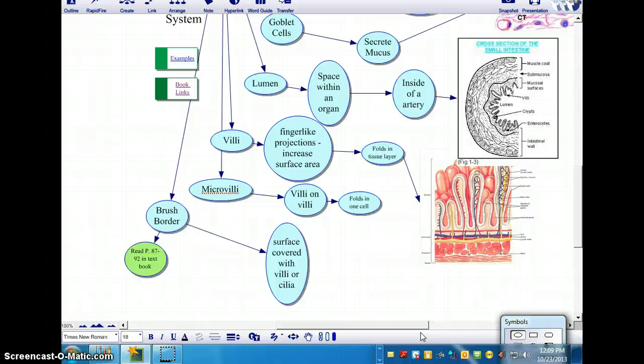Most of this information is a summary of what you'd find in your book on pages 87 to 92. So you might consult that if there were parts of this that you'd like more clarity about. That is it. Thank you for listening.